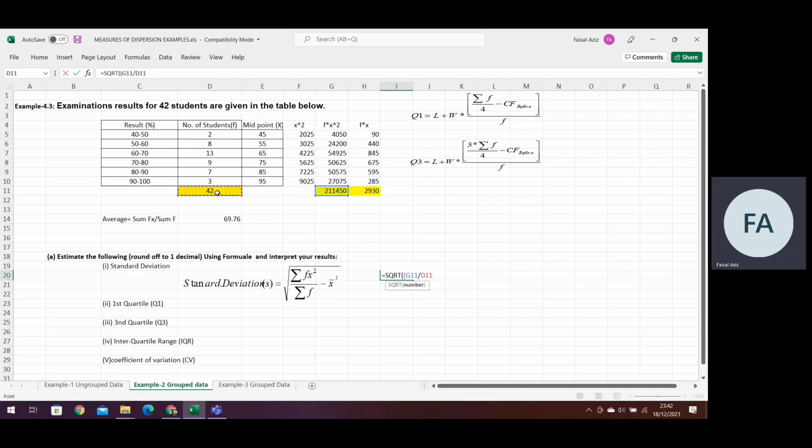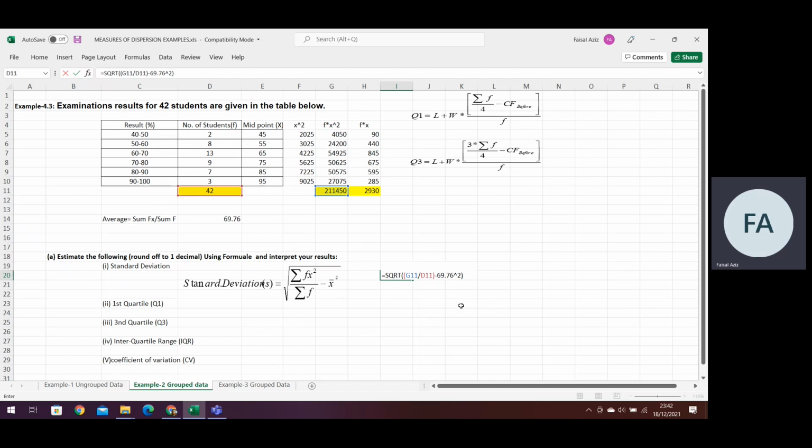So this is summation f. And after this closing bracket, then comes minus. It says x bar square. So x bar square, we can write manually, or you can even select this. So x bar square, we are having 69.76, 69.76, and with the help of caret sign, I'll put square, and then I will close this bracket.